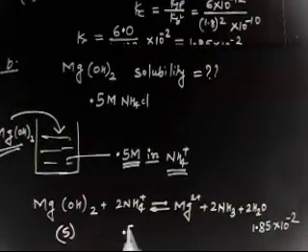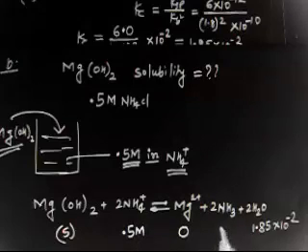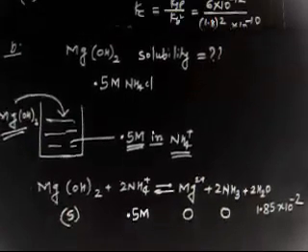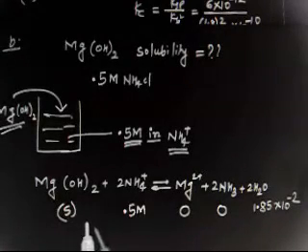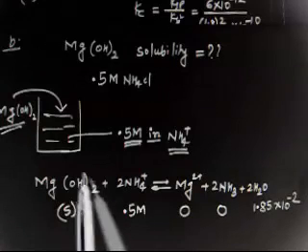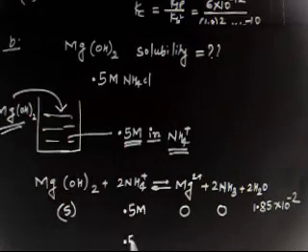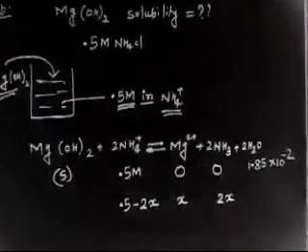Initially this is 0.5 M, this is 0, this is 0. Now let us set the reaction table. Let us say this dissolves X, or whatever you want; you can take X or you can take S. So this will be 0.5 minus 2X, this will be X and this will be 2X. I have to solve for X.